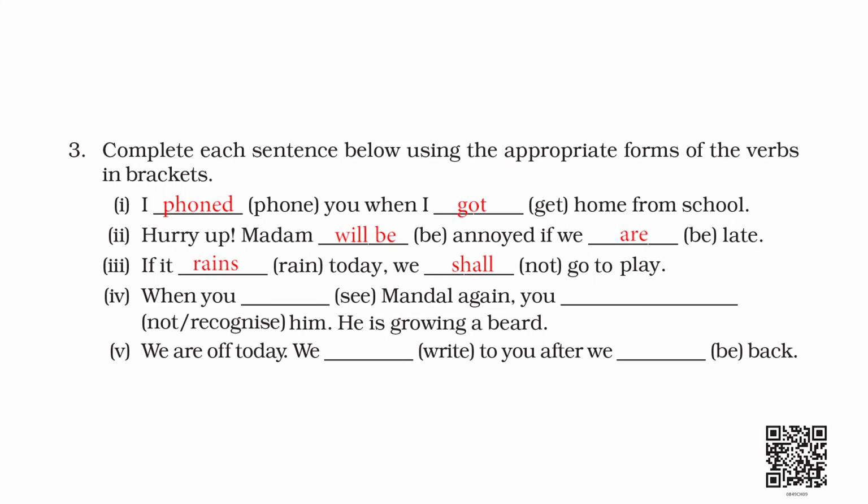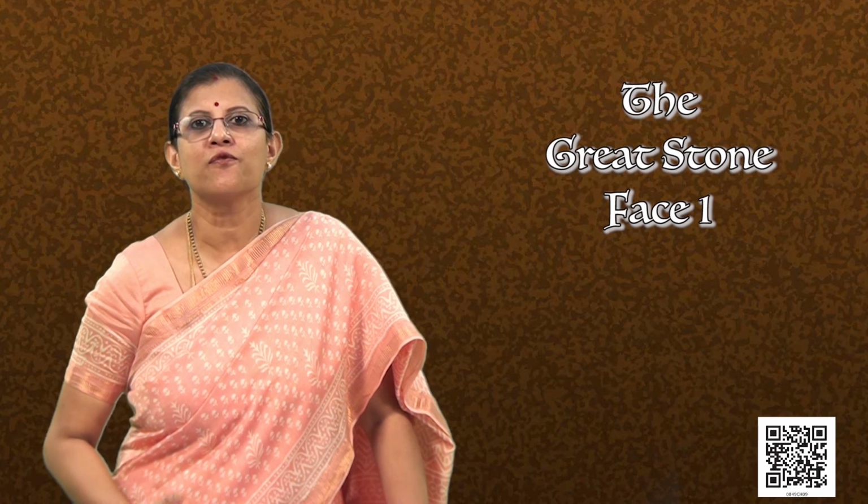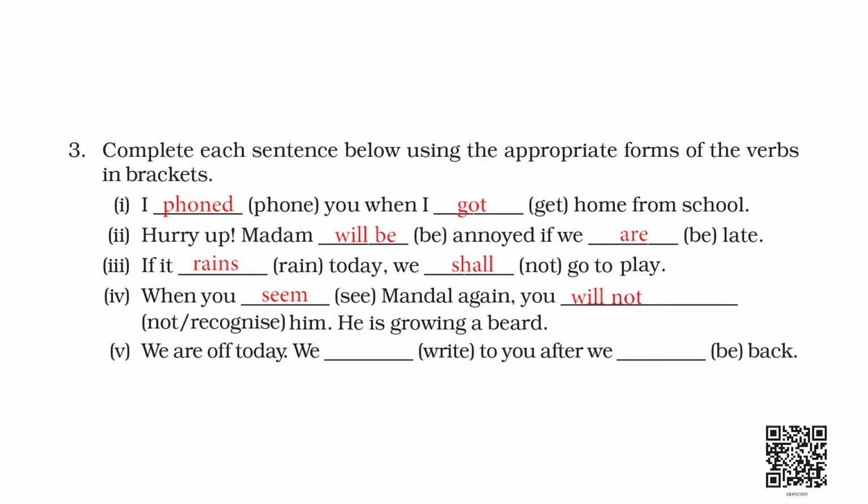Let's go to the next two sentences. When you blank see Mandal again, you blank not recognize him. He is growing a beard. So what will the answer be? Yes. When you see Mandal again, you will not recognize him. He is growing a beard. Here again, when you see Mandal in future, right? So the present form used to suggest future time, right? Can you try the last one later at home?